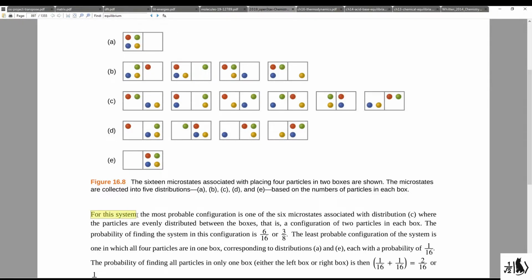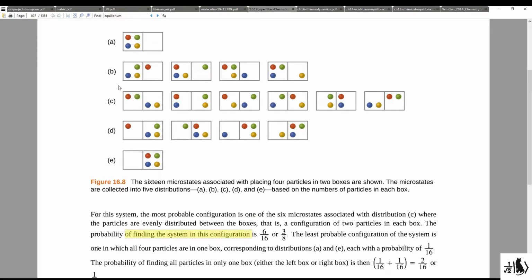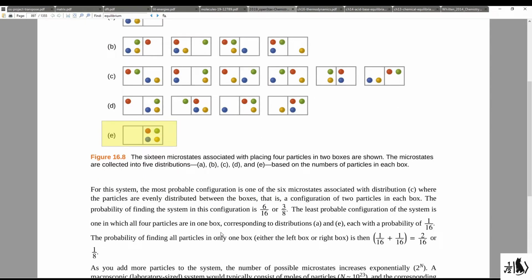Your book says for this system, the most probable configuration is one of the 6 microstates associated with distribution C, where the particles are evenly distributed between the boxes. That is, a configuration of 2 particles in each box. The probability of finding the system in this configuration will be 6 out of 16. Again, we've got 6 arrangements for this particular configuration out of a total of 16 arrangements overall. That reduces down to 3/8. The least probable configuration of the system is one in which all 4 particles are in one box, and this corresponds to configuration A and configuration E, where the probability of finding all 4 particles in only one box is going to be 2/16, or 1/8.